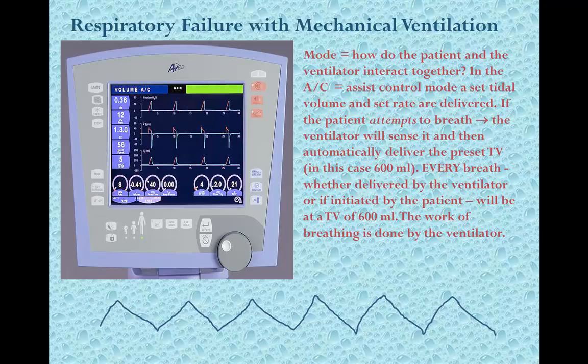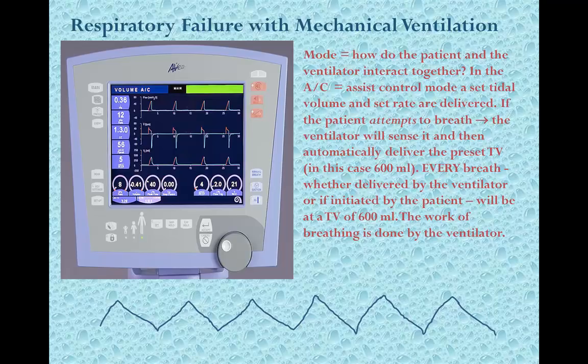And for each mode, there's a different way in which the machine and the patient can interact together. In other words, do we want the patient to take a breath, or do we not want the patient to breathe? Do we want the patient to do certain things, or do we not want the patient to do certain things? So the mode is just simply how do we want the machine and the patient to interact together.